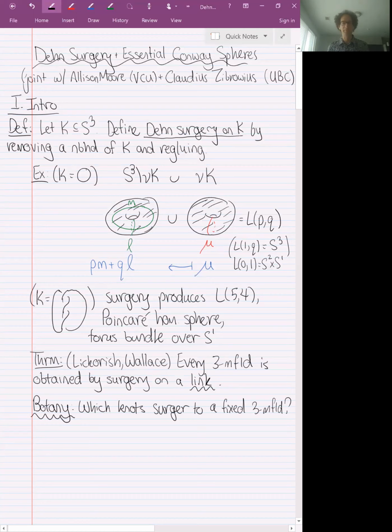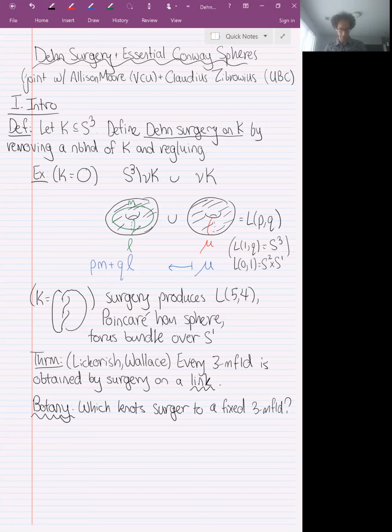So we've already seen above that there are two different knots that surger to L5-4, so surgery descriptions are not unique. And so we really need to understand this question of how different surgery presentations of a fixed three-manifold can arise if we want to use this in an effective way.